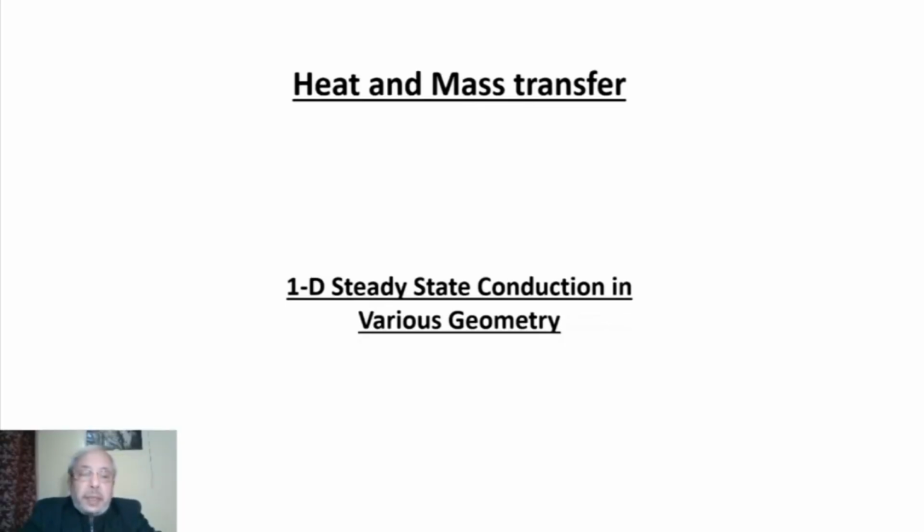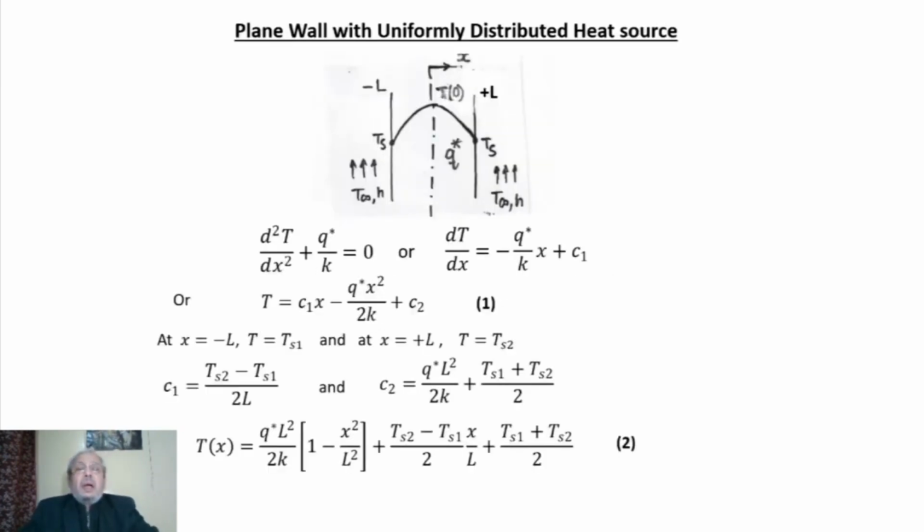Good morning, everybody. Today we will discuss one-dimensional steady-state conduction in various geometrical configurations. Let us consider a plane wall with uniformly distributed heat source. In the last lecture, we solved the heat conduction equation in a plane wall. In this lecture, we'll again consider a plane wall, but with a uniformly distributed volumetric heat source, which is q star.